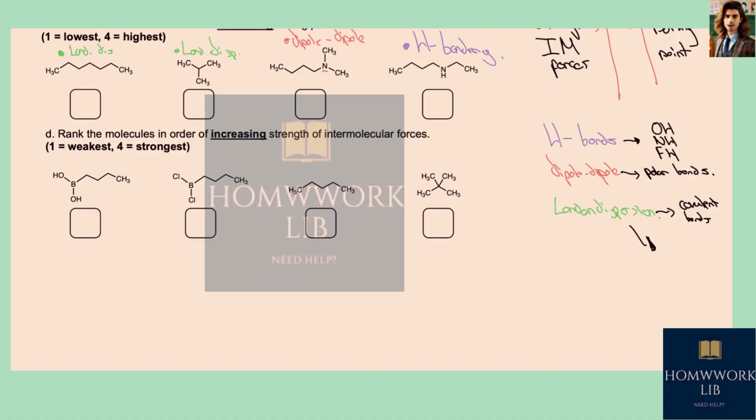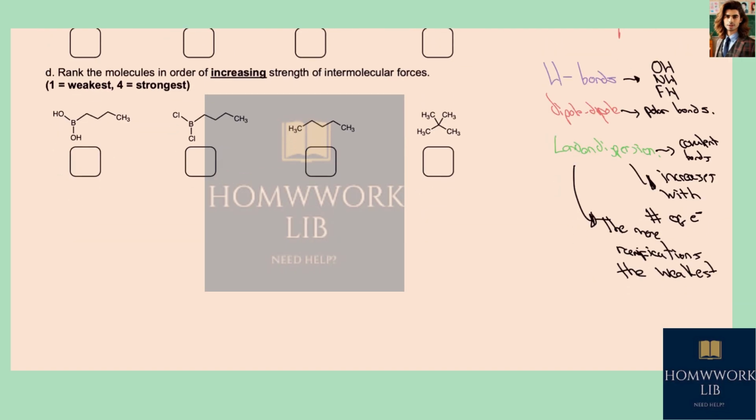Remember that the London dispersion is going to increase with the number of electrons. Regardless, they are going to be the weakest ones, so there's not going to be too much to say about them. But an important fact about this is that the more ramifications, the weaker the interaction becomes.